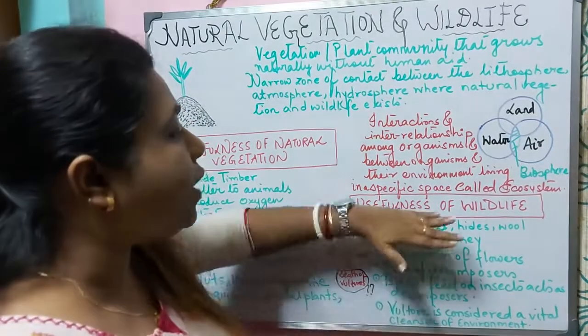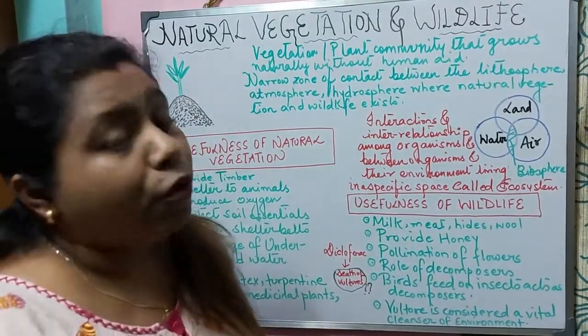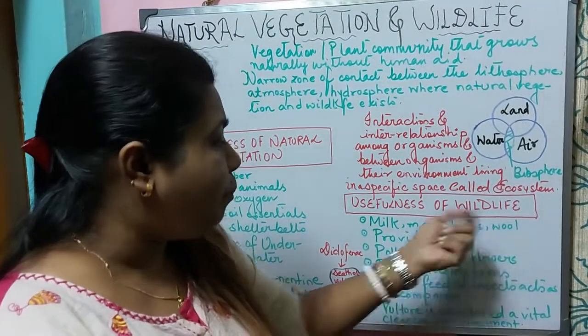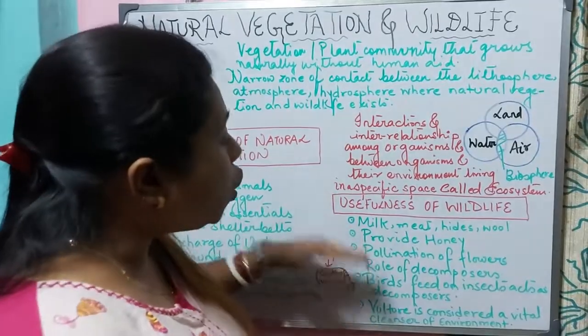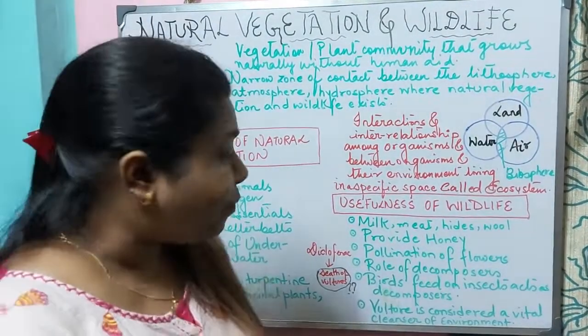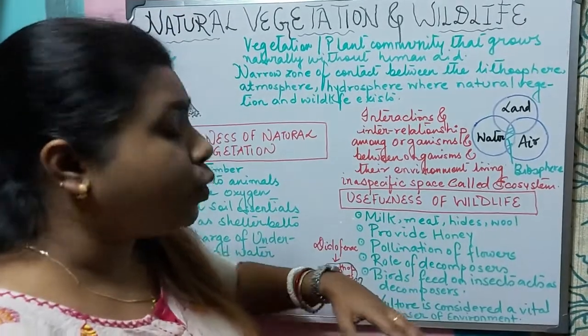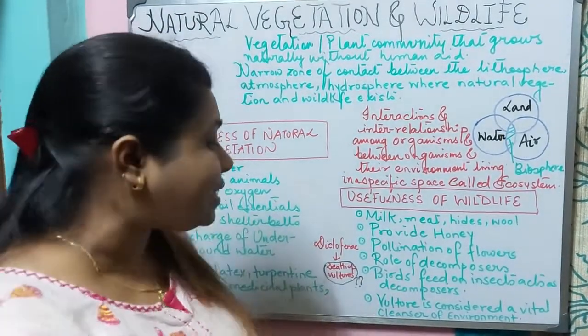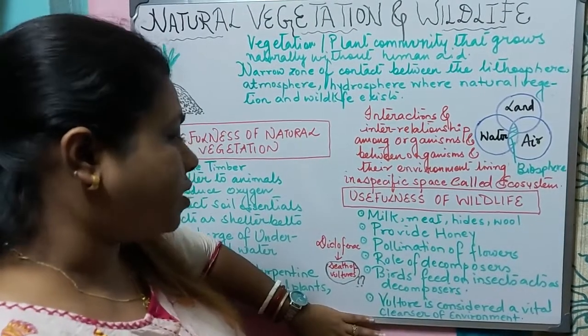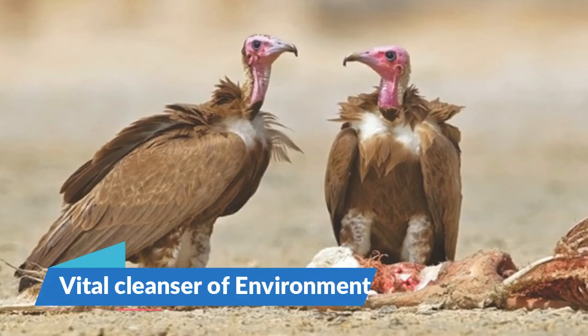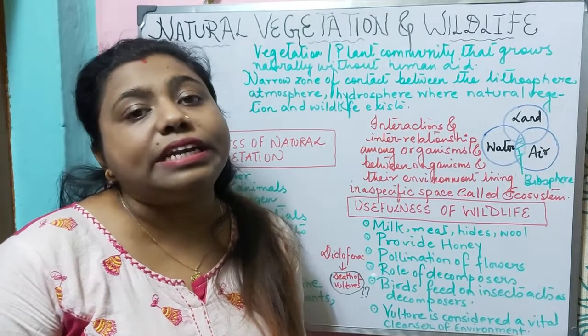Now let us see the usefulness of wildlife. Wildlife provides us with milk, meat, hide, that means the skin, which is very important, and wool. They provide us with honey. They also help in the pollination of flowers. They act as decomposers. The insects act as decomposers. The birds which feed on insects also act as decomposers. The vulture is considered a vital cleanser of the environment. Why? Because the vulture is referred to as a scavenger. Why is it a scavenger? Because it feeds on dead livestock.